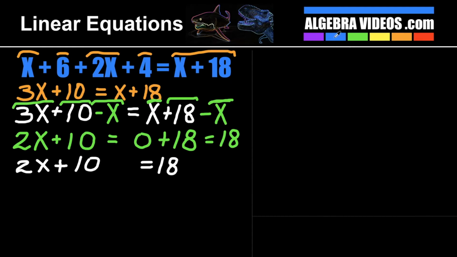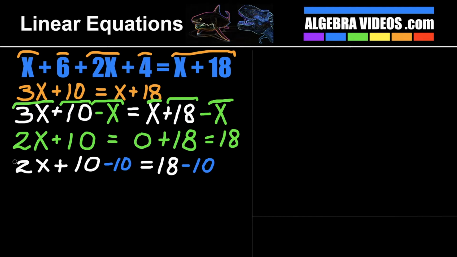So now I need to get rid of the 10 that's here by itself. So what I'm going to do is subtract 10, and that 10 minus 10 will go to 0. But whatever we do to one side of the equation, we have to do to the other side of the equation. So I'm going to make sure I have a minus 10 on both sides of the equation. We will simplify again, or combine like terms.